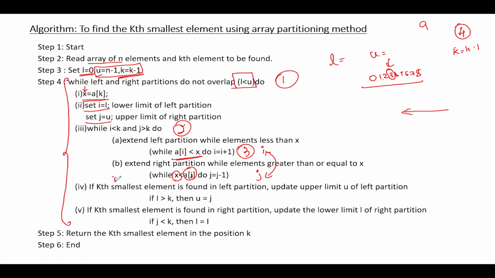So here, in step C, we are going to swap those values, as well as increment I: I is equal to I plus 1 and j is equal to j minus 1. Please add these two steps.